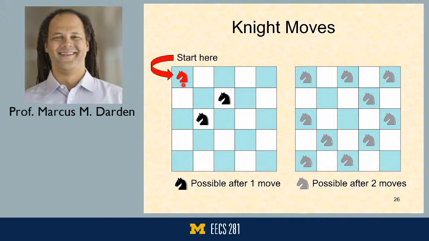That's this red knight. And I can see that after 1 move, I could either be here in this black knight or here in that black knight. After 2 moves, meaning I started in one of these 2 black positions, I could end up in any of these gray positions.